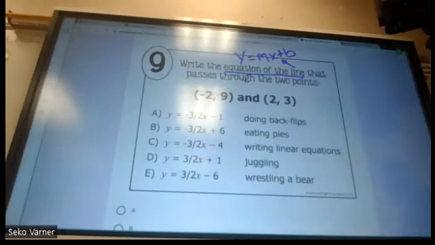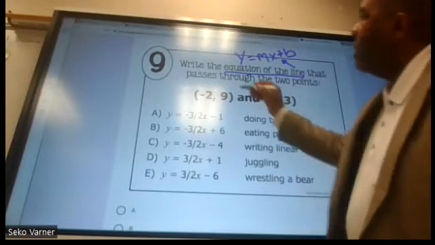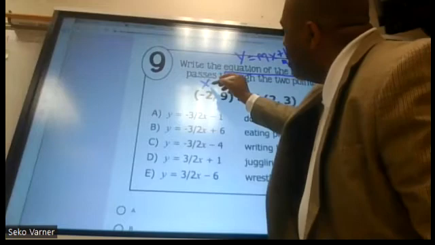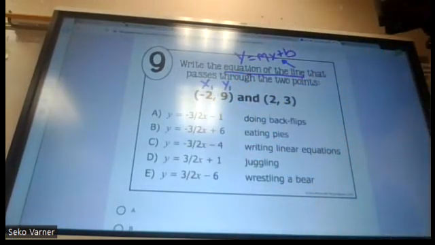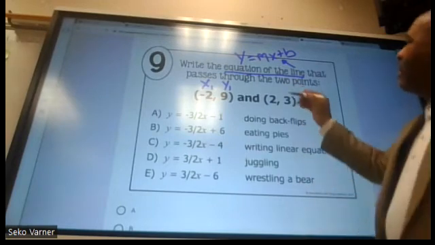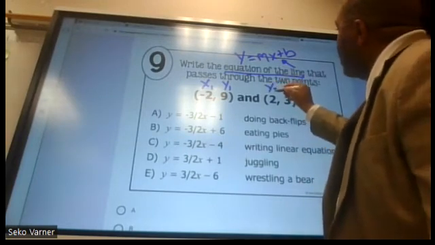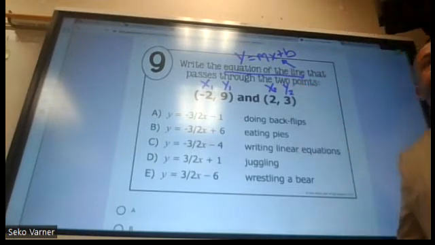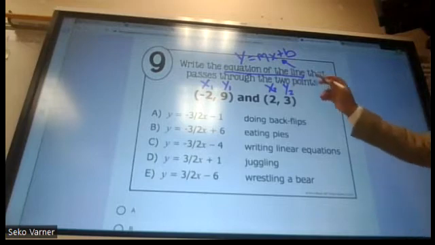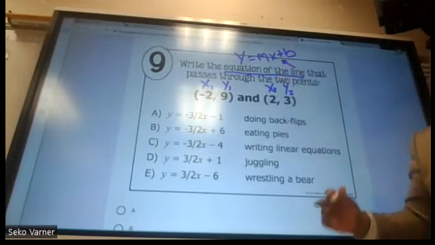It gives us our coordinates that passes through these 2 points, -2, 9, and 2, 3. Well, this is x1, this is y1. Those are our coordinates. That's x1, that's y1. This is x2, and that's y2. So first, we need to find the m, which is the slope.